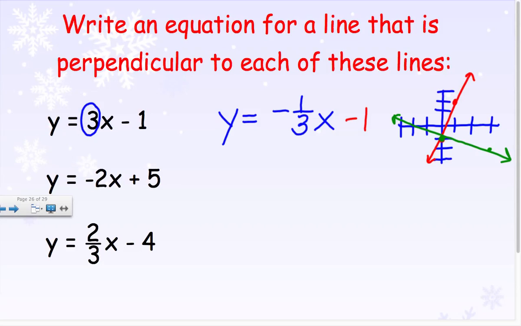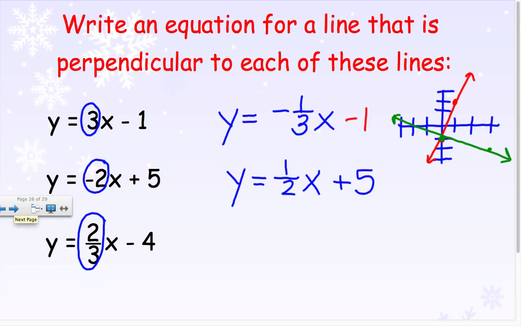So let's look at the second one. Y equals negative 2x plus 5. If I flip and change negative 2, I'd have 1/2, and then we'll put the plus 5. And then if I flip and change 2/3, it'd be negative 3/2.